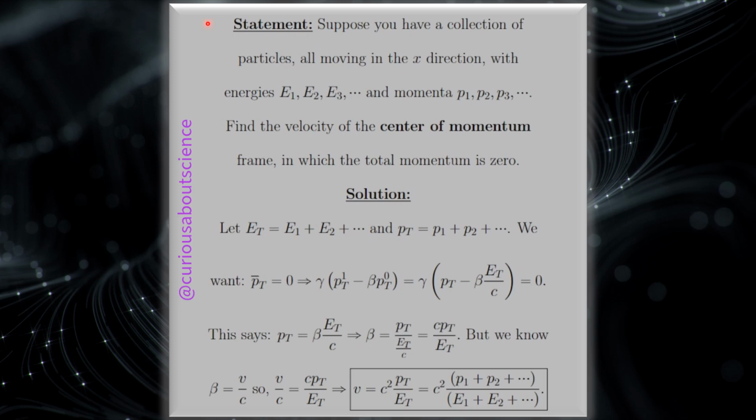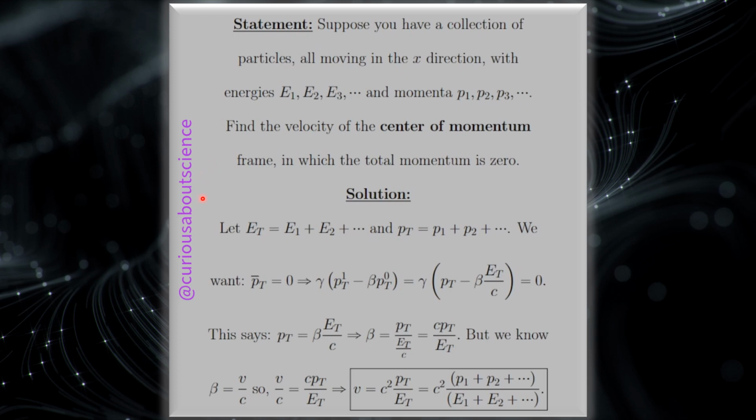That being said, the statement reads: suppose you have a collection of particles all moving in the x direction with energies E1, E2, E3, and momenta P1, P2, P3. Find the velocity of the, quote, center of momentum frame in which the total momentum is 0.